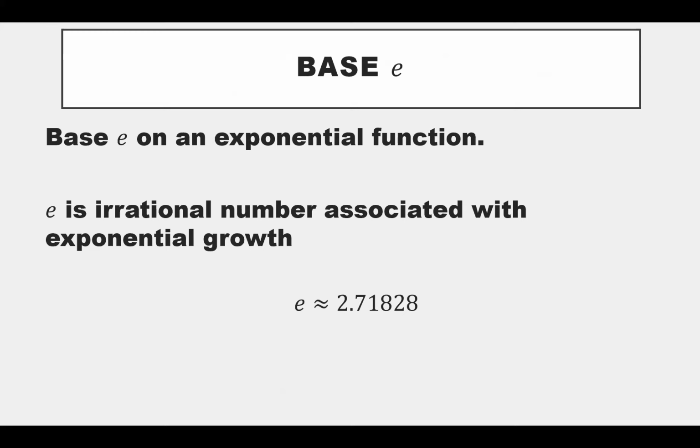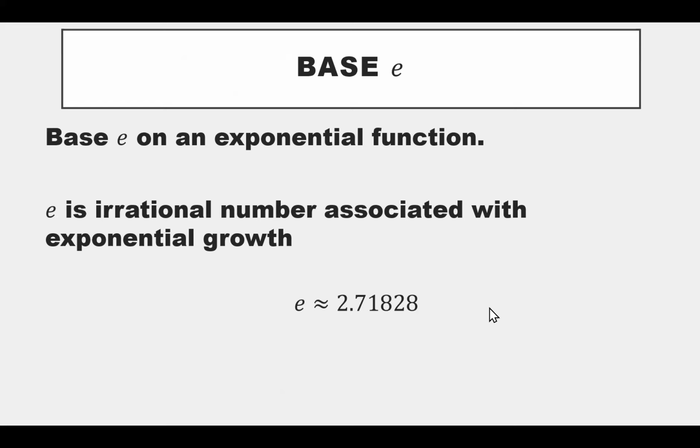One thing about exponential functions is that there's this interesting base that we use. It's called base e. And e is an irrational number associated with exponential growth. On every scientific and graphing calculator, you'll have a button for this numerical value. It's approximately 2.71828, but it is irrational, so it keeps going on and on and on.